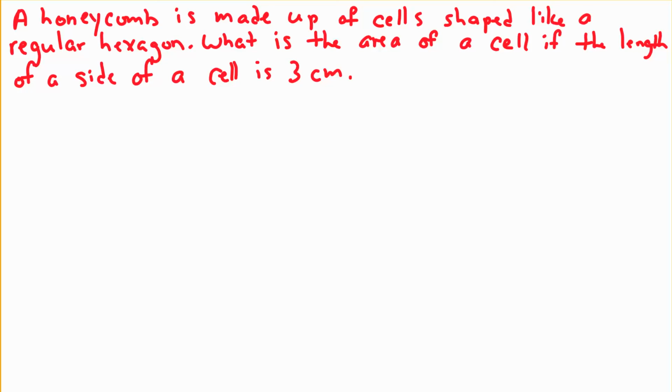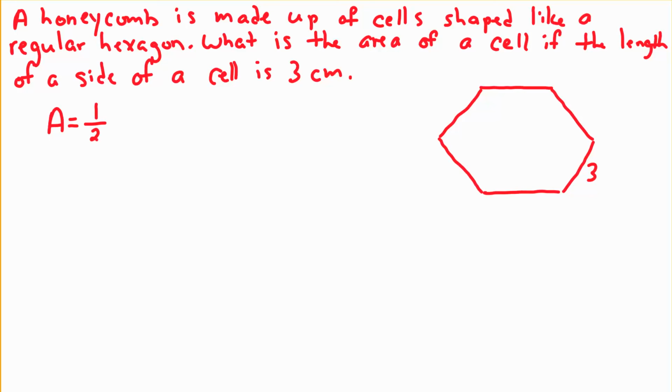So if we sketch a picture, we have a regular hexagon, and I'll try my best to draw it somewhat regular. Remember, regular means all the sides are the same length, and they're all 3. So we are going to work with this formula. We want the area of the cell. It's 1/2 times the apothem times the perimeter of the cell. Well, we can find the perimeter of the cell pretty easily.